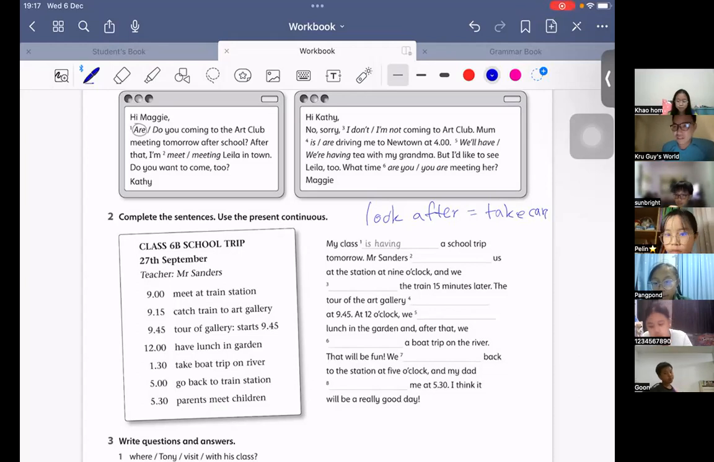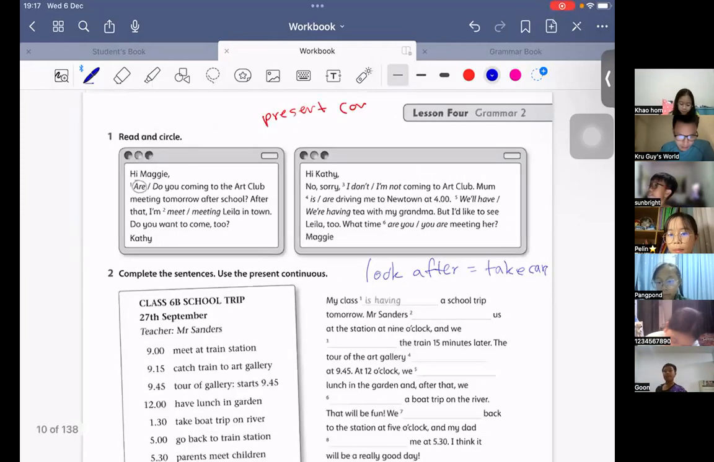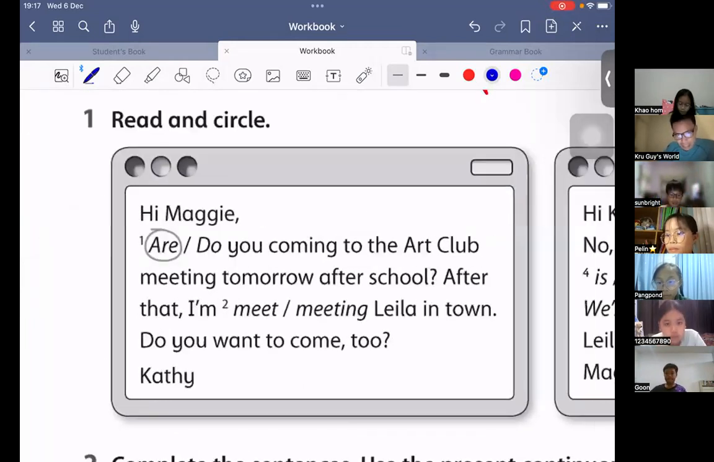All right, so now this is your workbook, Sunbright, on page number 9. Look at the first one. Read in circle. Hi, Maggie. I'm not going to read this one. Are you coming to the art club meeting tomorrow after school? Okay, after that, look at number 2. Who is next after Pelin? Should be you. Oh, sorry, it should be Fafa, after Sunbright.